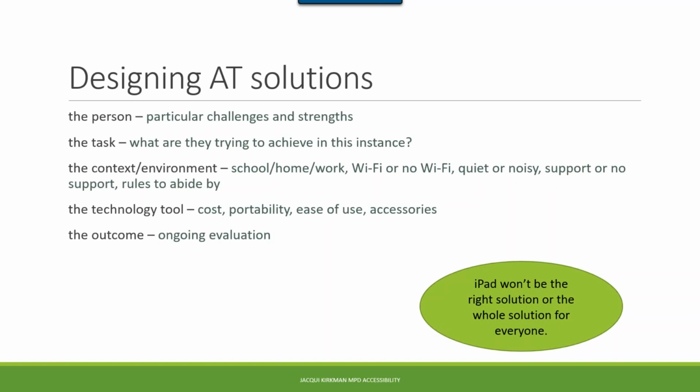The context or environment. So is this assistive technology going to be used at school, at home, at work, all of them? Is there Wi-Fi available in the places where this person is often spending their time? So for example, if you are talking about a child in school, there are still many schools across Queensland, and I suspect perhaps in other states, where there is not Wi-Fi available in the classroom. So the solution is going to have to be something that doesn't require Wi-Fi all the time.